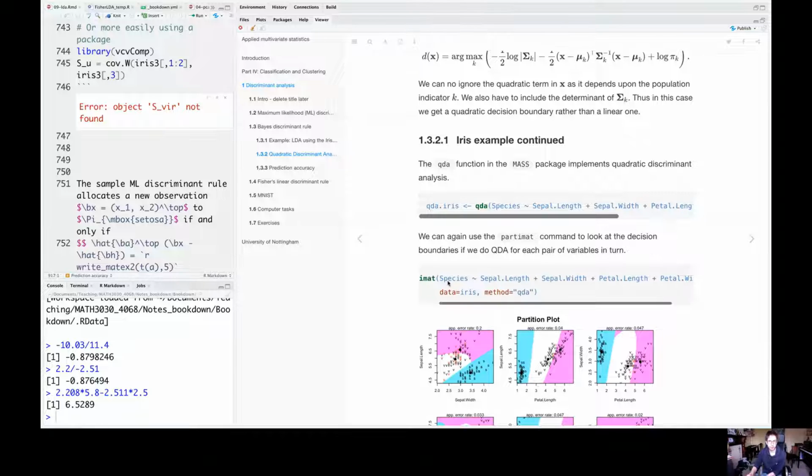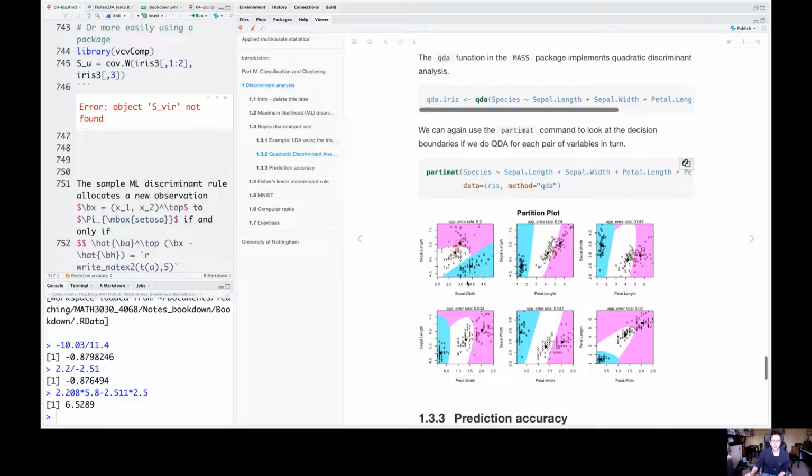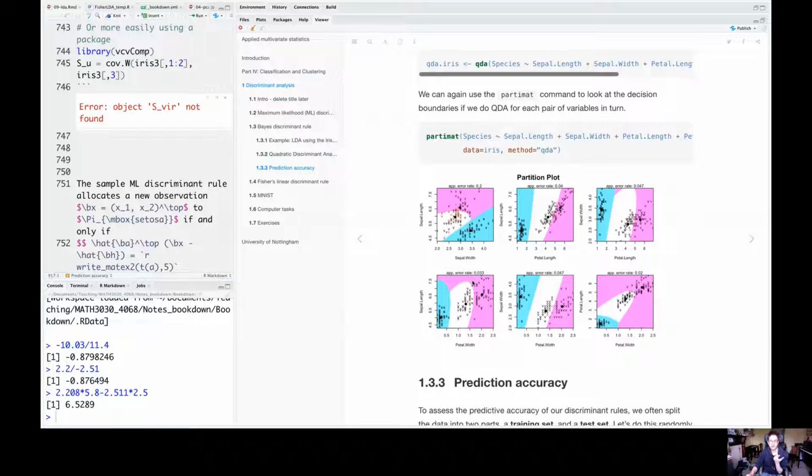And again, we can use this partimat function to plot the decision boundary for pairs of variables. And you can see that what we get in this case are not linear decision regions, but quadratic discriminant regions. Okay, so we've got similar kind of classifications of all the points, but we've just now got quadratic discriminant errors.